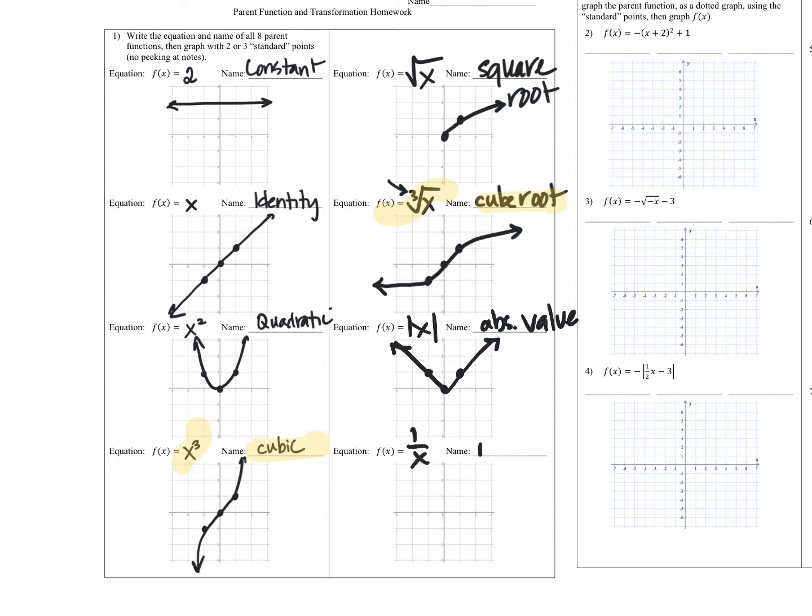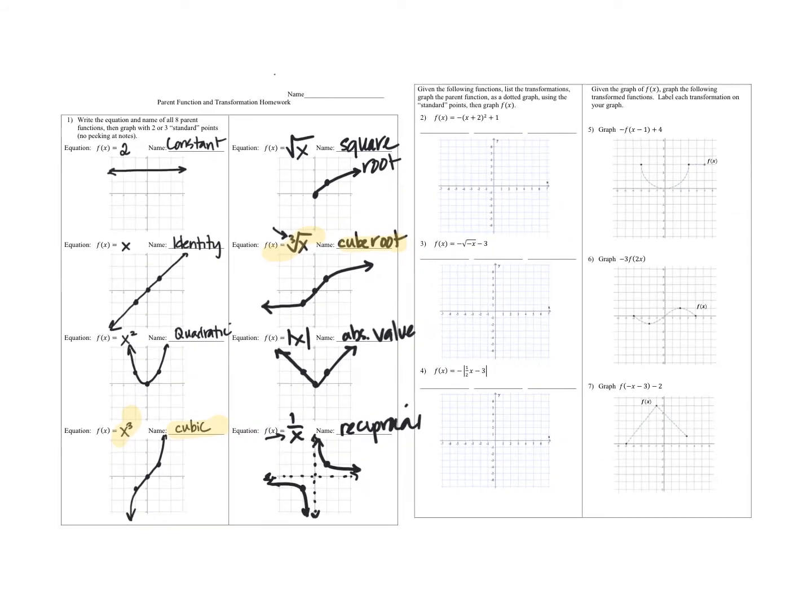And the last one is the reciprocal function. And that one's a kind of weird one because we have a vertical asymptote because we can never be 0 in our denominator. And also the fraction will never equal 0. So we have these things called asymptotes, which we'll explore a little bit more in a few weeks. 1 gets you 1, negative 1 gets you negative 1. And we have these kind of branches going on. Okay, so those are the 8 functions that you should know.